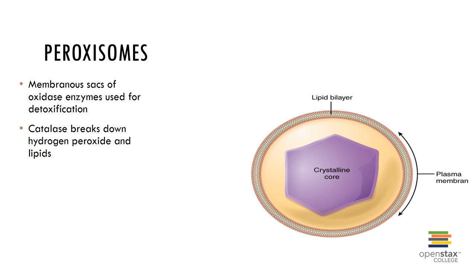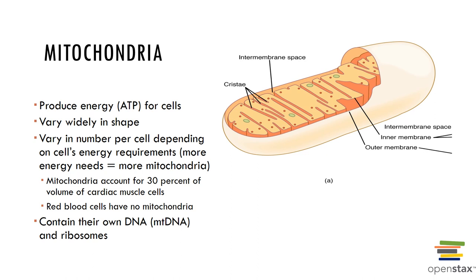Now, mitochondria are another type of cellular organelle. Mitochondria are a double membrane structure with cristae or folds inside. Mitochondria provide most of the cell's ATP via aerobic cellular respiration. And mitochondria contain their own DNA and RNA. Mitochondria produce ATP through three processes: glycolysis, the citric acid cycle, and the electron transport chain, which you will learn about later on.